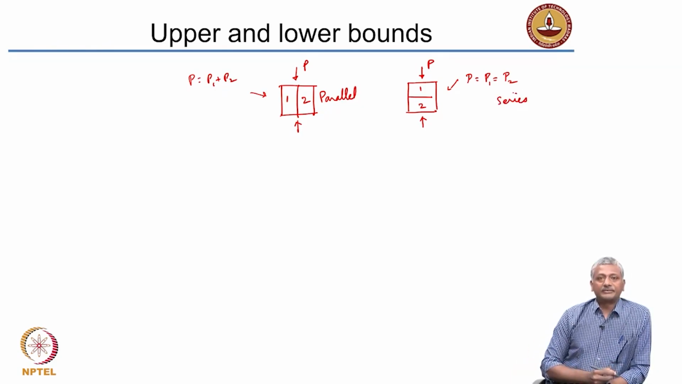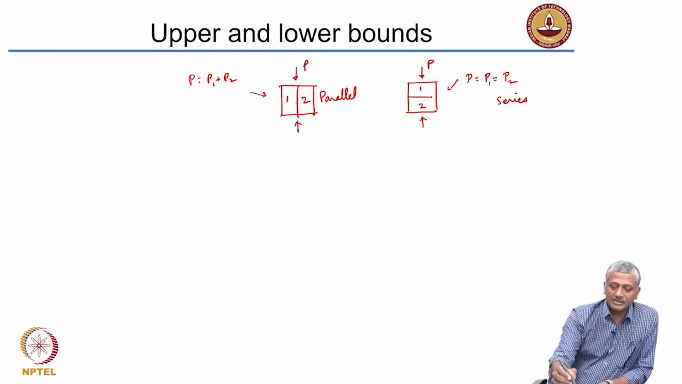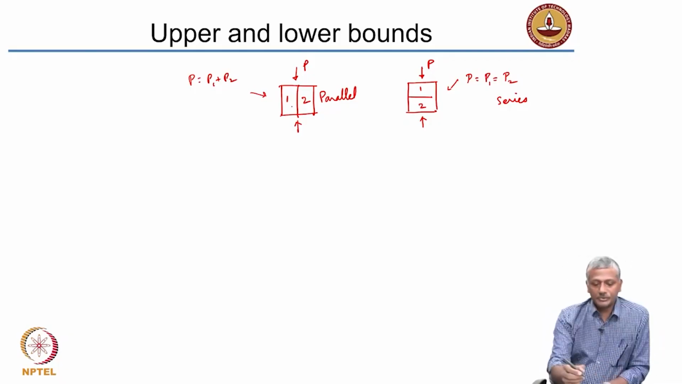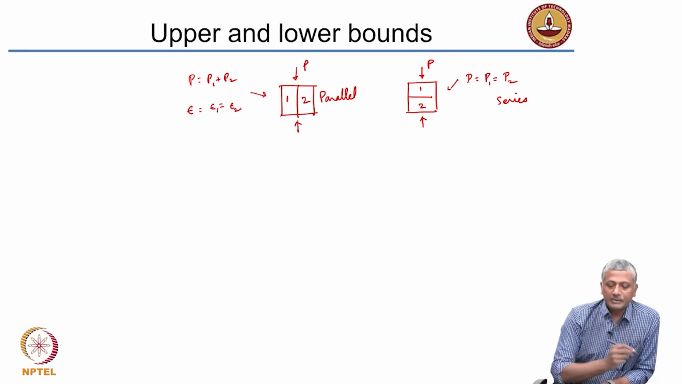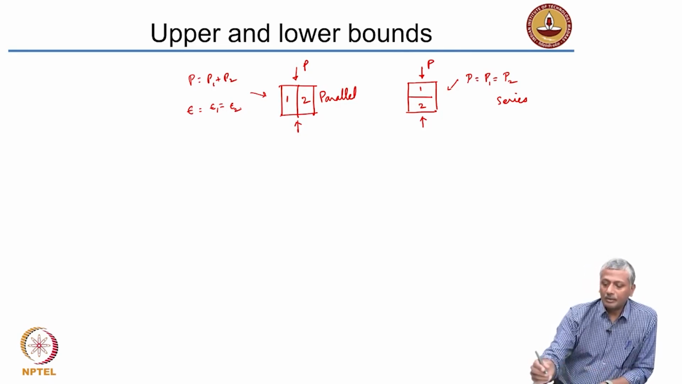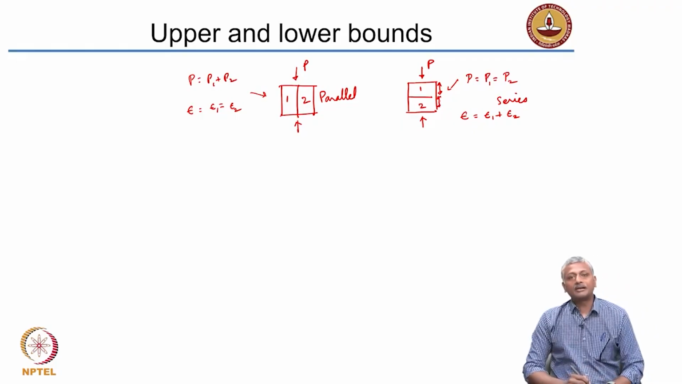What about the strains? Now, in parallel obviously the strains are going to be equal. So, strain epsilon equal to strain epsilon 1 and that is equal to strain epsilon 2, right. What about the strain here? Strain is equal to epsilon 1 plus epsilon 2, because each one is deforming separately. Although they are subjected to the same load, they are getting deformed separately.